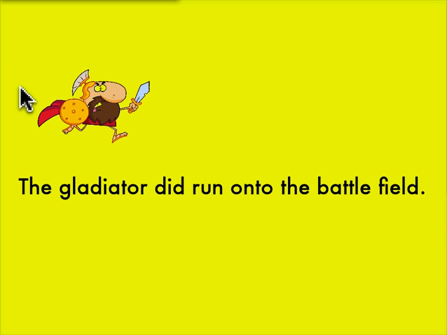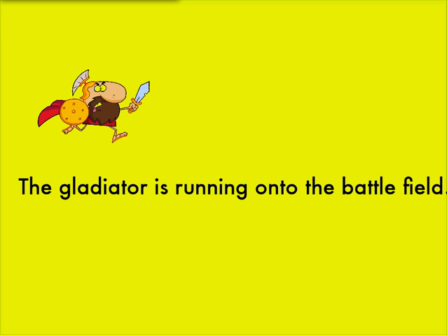Sometimes action verbs need a little bit of help. So let's look at this sentence. The gladiator did run onto the battlefield. Our action word, or I'm going to call it our main verb, is still run. That's what he's doing. But what word in the sentence helps the main verb by telling us the action took place in the past? That's right, did tells us that the running took place in the past, so we call it a helping verb. Did is the helping verb that helps the main verb run in this sentence.